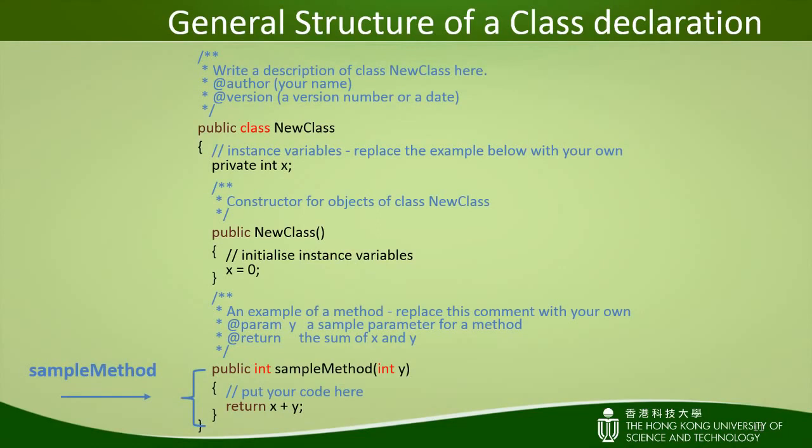The accessibility of the method is public. The type of value returned by the method is int. There's only one parameter, y, which is of int type in the parameter list. The body of the method has only one statement. The return x plus y, where x is an instance variable declared at the beginning and y is the parameter passed to the method. Notice that the word return here is a Java keyword. The expression x plus y would add up the 2 variables, and the result, which is of type int, would be the return value by the method sample method.